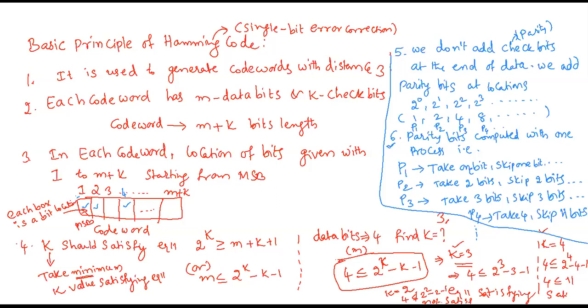In the next class, within 10 to 15 minutes, we will complete the example problem. Then we will move to the second unit. In today's class, we discussed error detection and error correction. For error detection, we use parity bits coding. For error correction, we use Hamming code. These are the rules.